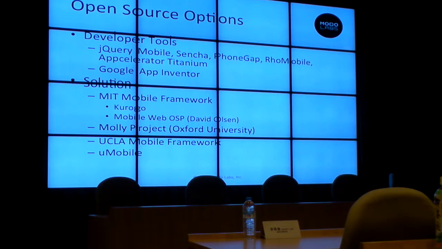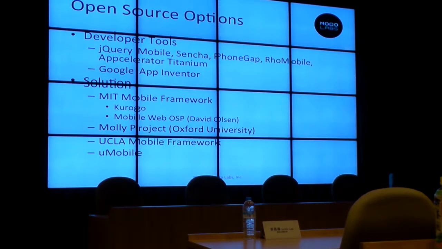to the app stores. Now, the solution that we are focused on, starting with MIT, has gone into different types of branches. One of the branches that I'll be talking about in the next hour is Kurogo. Kurogo is Modo Labs' essentially a fork of the MIT mobile platform that is now being used by a lot of different universities and enterprises.